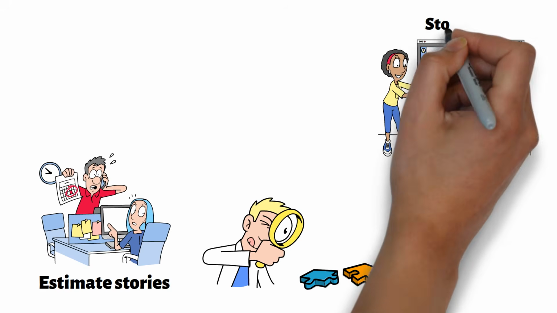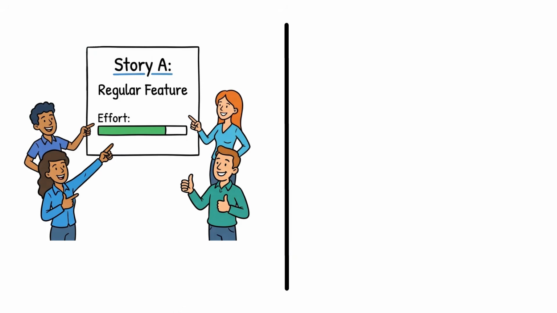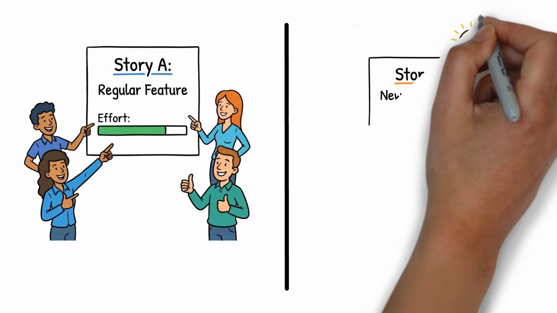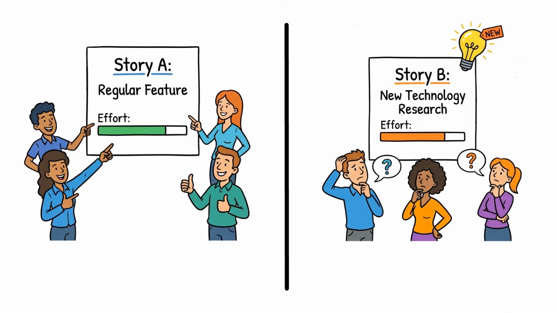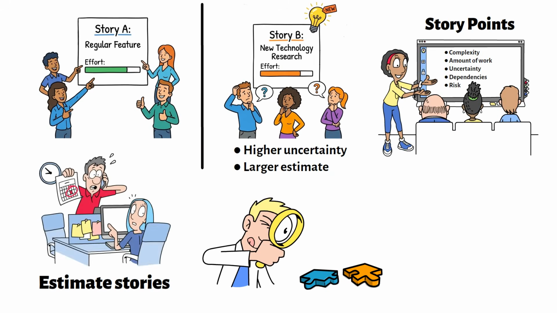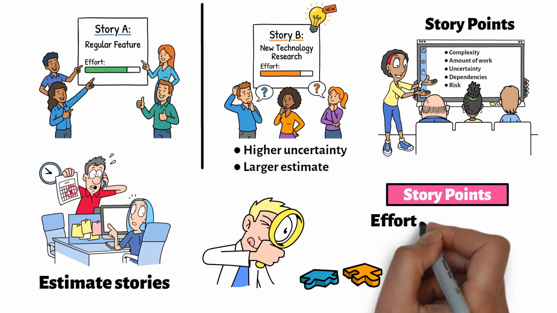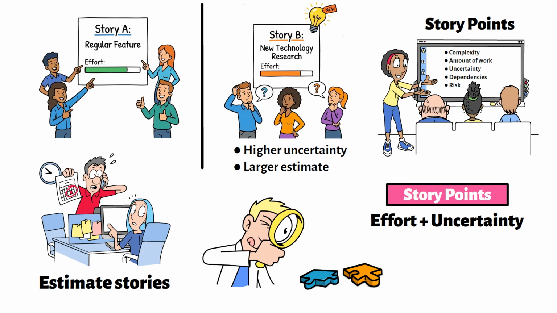This is why story points are not simply coding effort. For example, 2 stories may require similar development effort, but 1 story may involve completely new technology or unclear requirements. Even if the coding effort is similar, the uncertainty is much higher. That story would typically receive a larger estimate. Story points represent overall effort and uncertainty combined, not simply the effort alone.